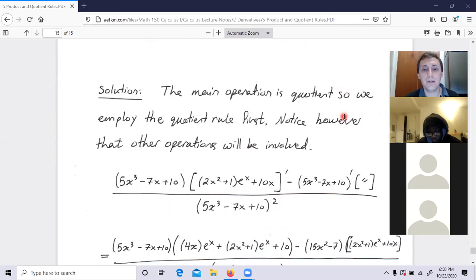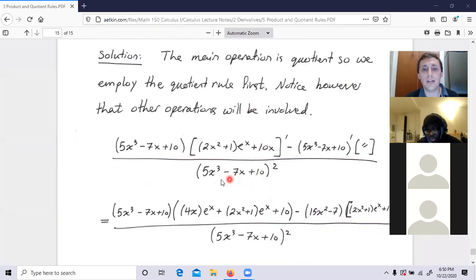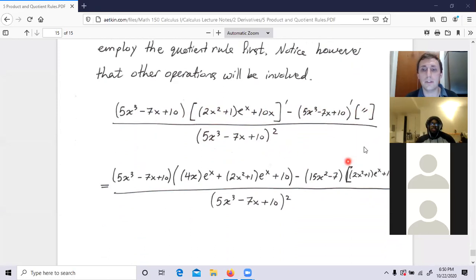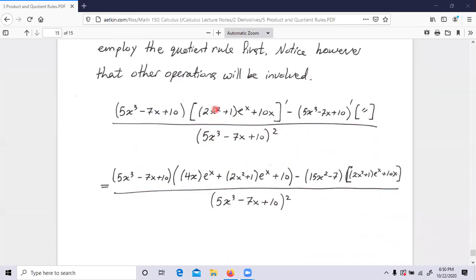Well then, what do we need to do, guys? The main operation is the quotient law. So we square the denominator, copy the denominator, multiply by the derivative of the numerator, subtract the derivative of the denominator multiplied by the top function left intact. Okay, now in taking the derivative of this middle section, I will need the product law, you see, because it's 2x squared plus 1 times e to the x. So here you're dealing with the product law.